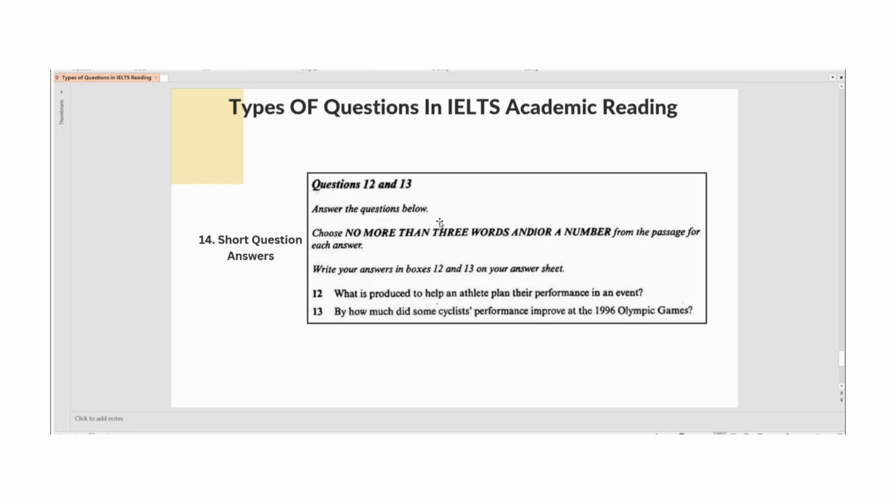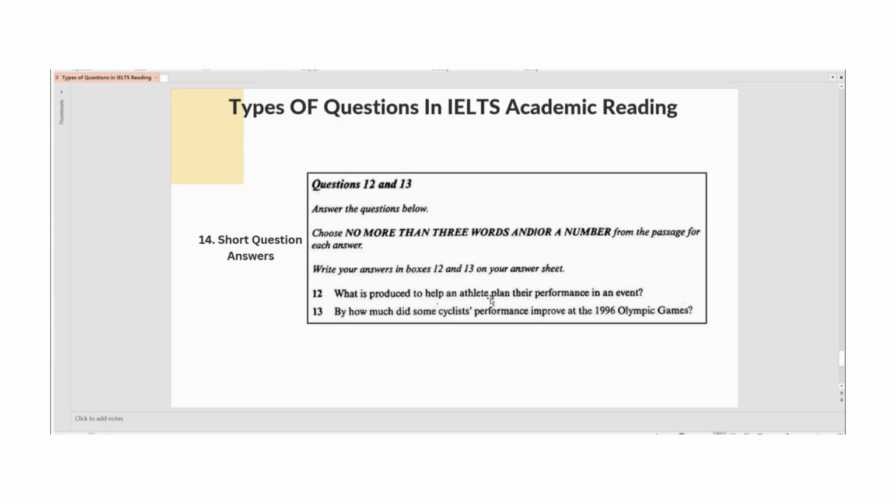Okay, this is an example of short answer questions. Answer the question below. Choose no more than 3 words and a number from the passage for each answer. Okay, you cannot write more than 3 words for each answer. You cannot write 4 or 5 or 6 words for the answer. Okay, write your answers in boxes 12 and 13 on your answer sheet.